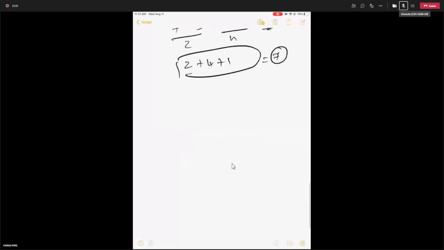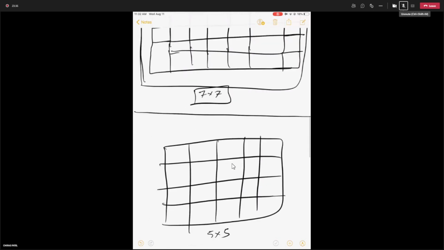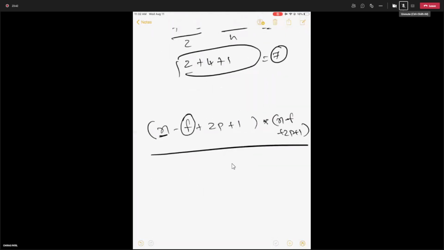N minus f plus 2p plus 1, multiplied by this, if you are considering the row, and this is considered as your column: N minus f plus 2p plus 1. Any doubt? Any doubt how much you need to pad? If your filter size is increasing or decreasing, you need to understand the f in the formula. Based on that, this is the dependency with your padding element.